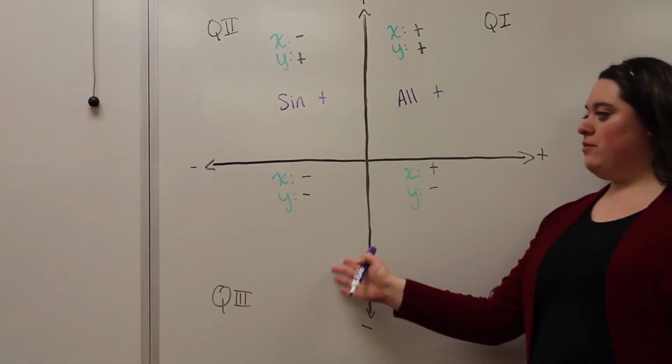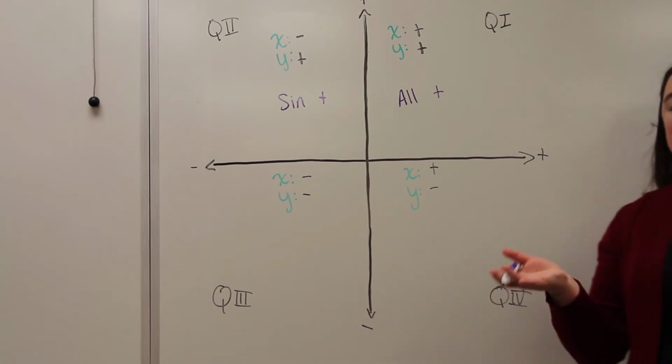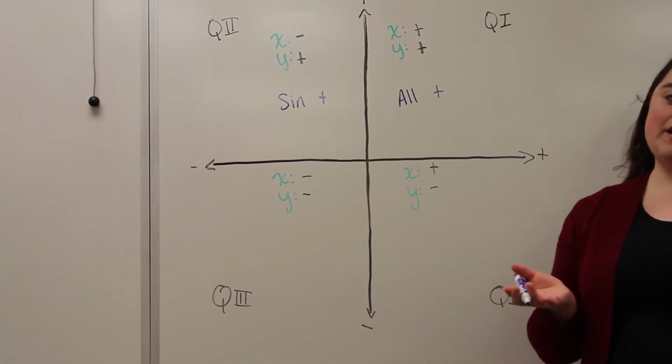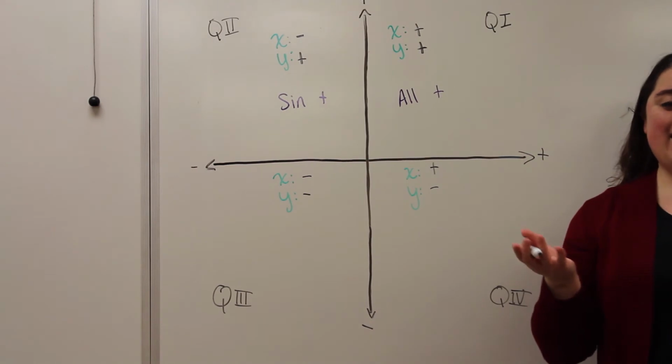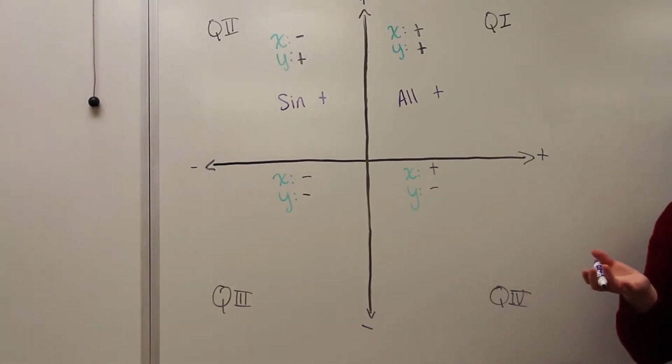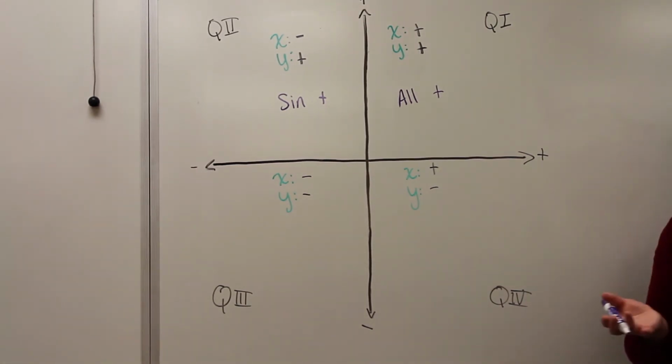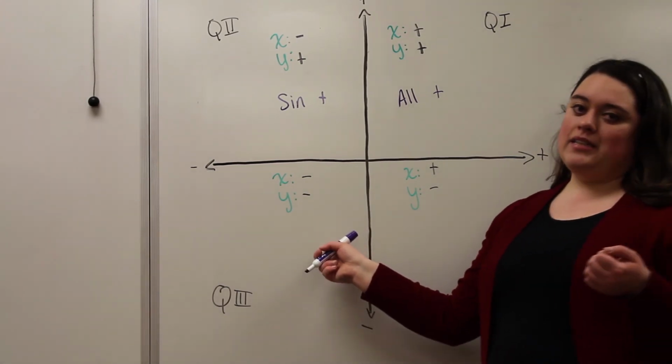What about in quadrant 3? Well, since both x and y are negative, the only trig function that uses both y and x is tangent, which means that the negatives will cancel out. So tangent is going to be positive in quadrant 3.